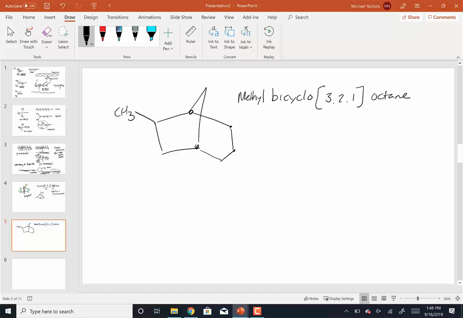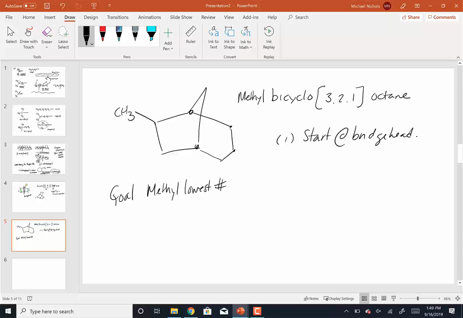And here's the goal. The goal is to get the methyl group the lowest substituent number. But again, I need rules so that everybody gives it the same number. Okay? So the bicyclo 321 octane is the parent name. I need to follow these rules. Rule number 1 is that I must start at a bridgehead.